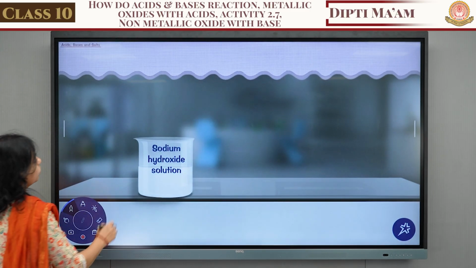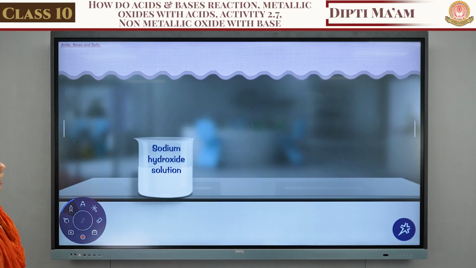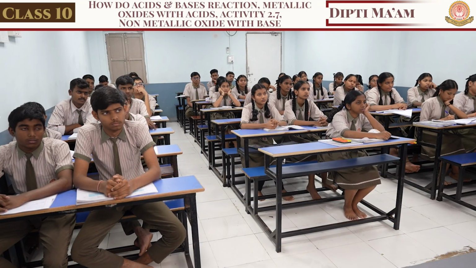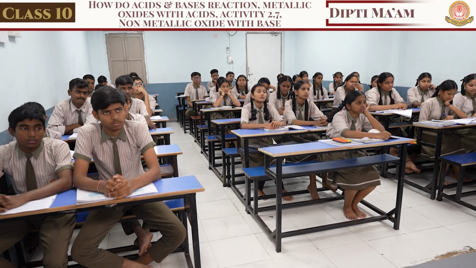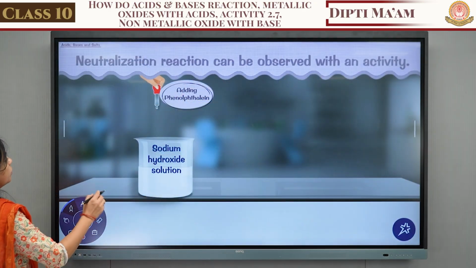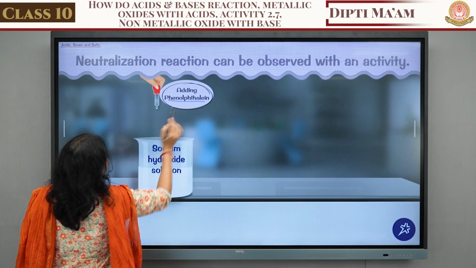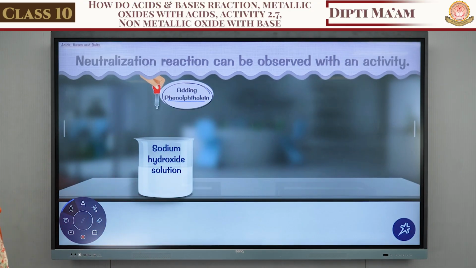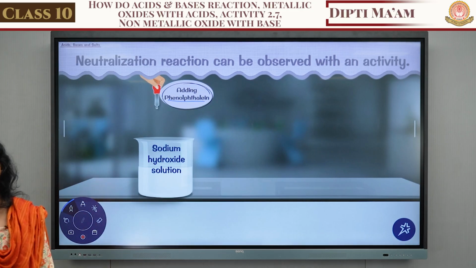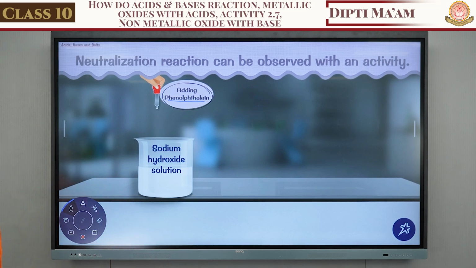Now we take a sodium hydroxide solution, and the neutralization reaction can be observed with an activity. Suppose in this sodium hydroxide solution we add phenolphthalein. What is phenolphthalein? It is a synthetic indicator. We already discussed indicators in the last lecture. There are 3 types of indicator. One is the natural indicator, the second is the synthetic indicator. What about the third one? That is the olfactory indicator. So phenolphthalein is an example of an indicator.